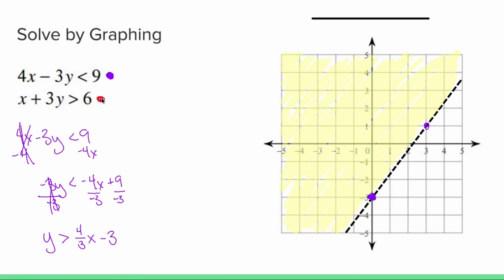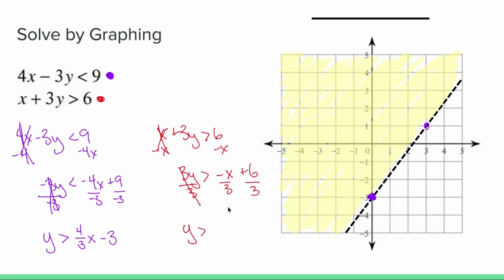So let's do it in red. I have x plus 3y is greater than 6. Same idea, subtract x, drop down 3y is greater than negative x plus 6. Divide everything by 3. No flipping of signs. So I have y is greater than negative 1 over 3 x, and then 6 divided by 3 is 2.